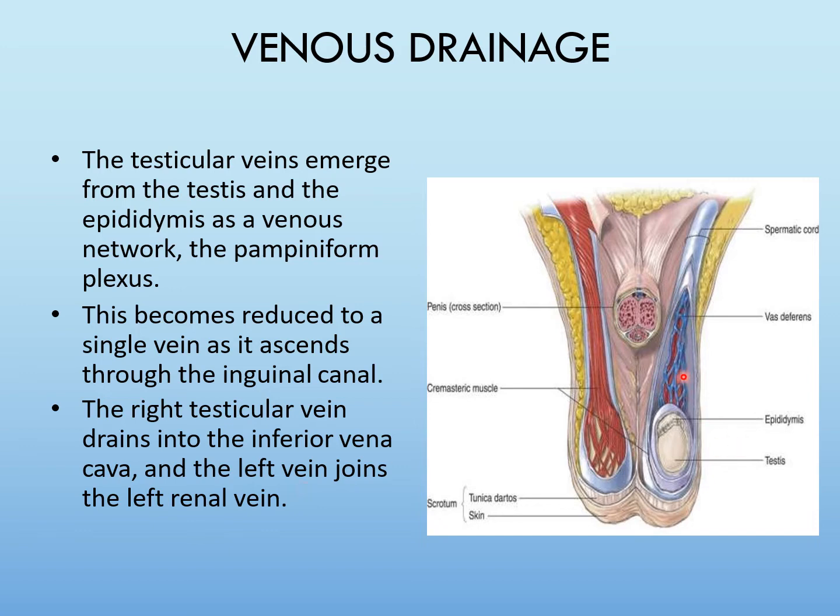Here you can see this is the pampiniform plexus. Like that there is another plexus on the other side as well. Then this pampiniform plexus continues as the single vein. On the right side it is called a right testicular vein and the left side it is called a left testicular vein. The right testicular vein drains into inferior vena cava and the left one drains into left renal vein.